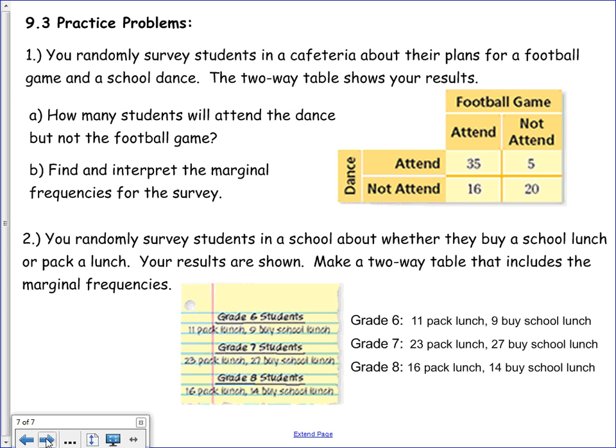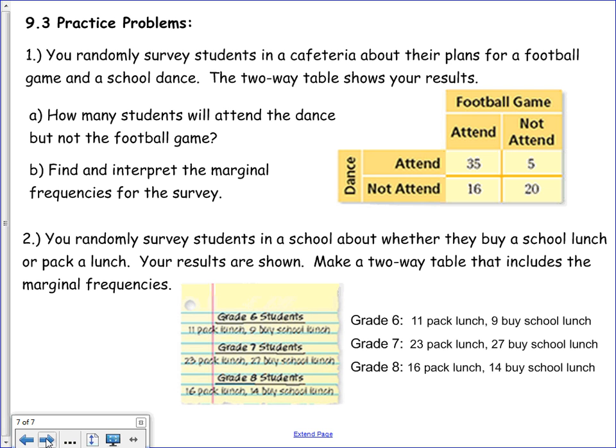All right, now we have a couple practice problems. There's two questions, but a couple parts to the first one. You're randomly surveying students in a cafeteria about their plans for a football game and a school dance. It's showing you a two-way table, and it's asking you questions about them. The first one just asks a general question about the table. The second one asks you to find the marginal frequencies and interpret them, so describe what they mean once you get those numbers.